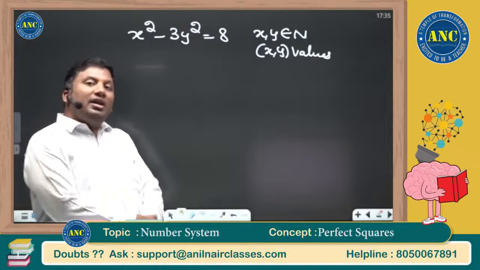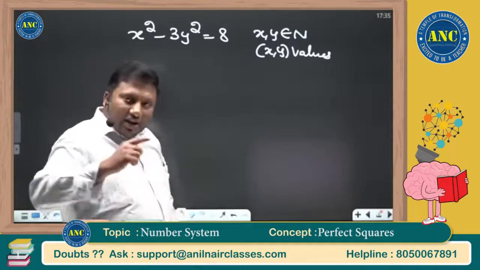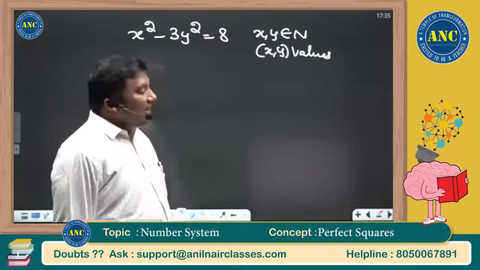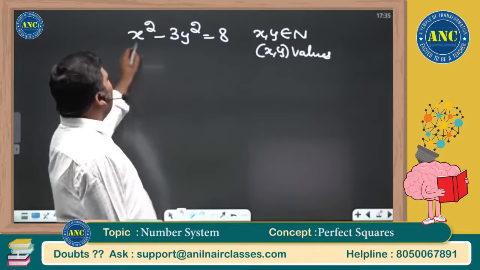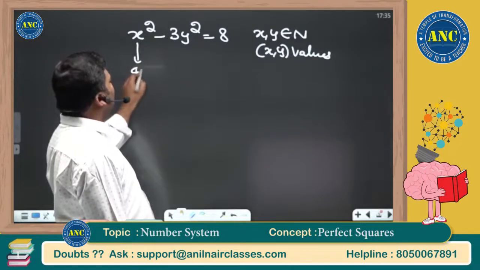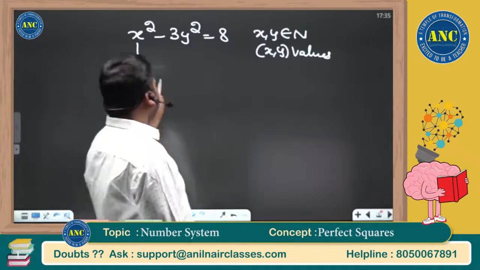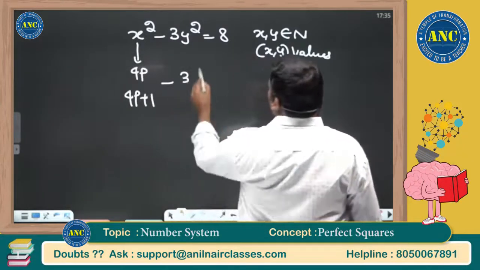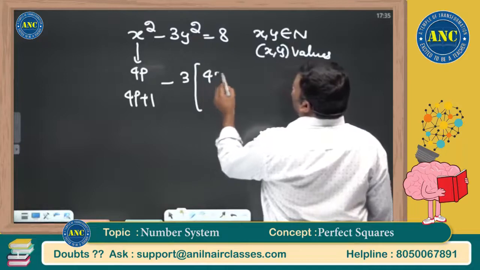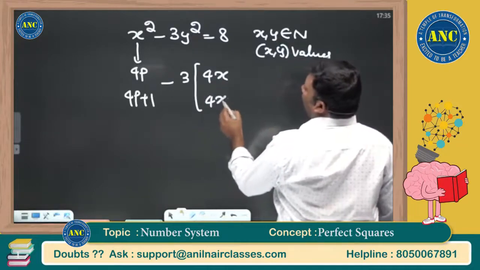x square minus 3y square equivalent to 8. Now you will understand why I erased the previous question. Suppose I use the previous logic, it is either 4p or 4p plus 1. Minus 3 into, it is again y square, 4k or 4k plus 1.